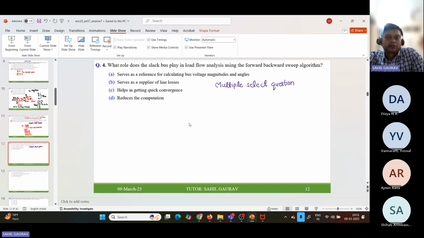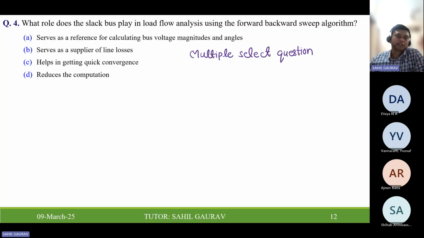The option: serves as a reference for calculating bus voltage magnitudes and angles, and serves as a supplier of line losses. A and B are correct. The first one is already known because we take the reference of this slack bus, or substation bus, or reference bus, whatever name you take, and it serves as a supplier of line losses. This line loss power is coming from the slack bus only, so it fulfills the power losses that happen in the line.